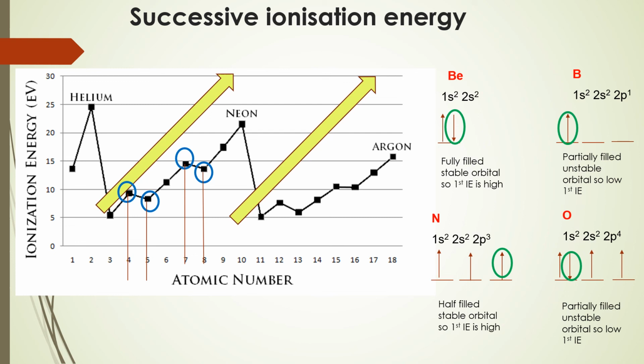In a similar way, you can see that there are a lot of other fluctuations between atomic 12 and atomic 13, and between 15 and 16. You can use the same concept of the stability of orbital to explain why there is a fluctuation between these two atoms.